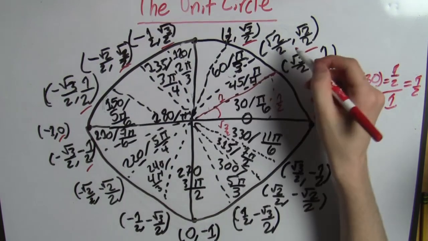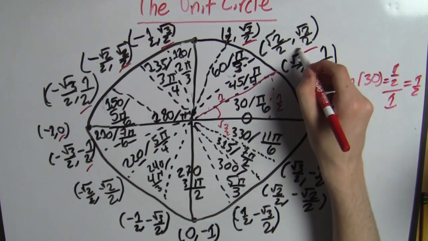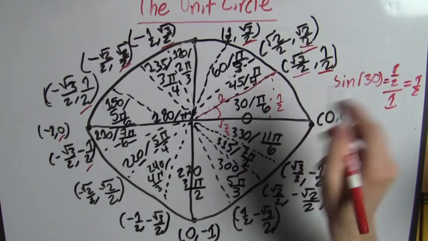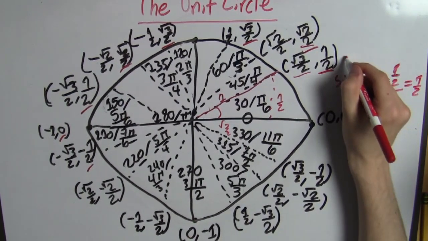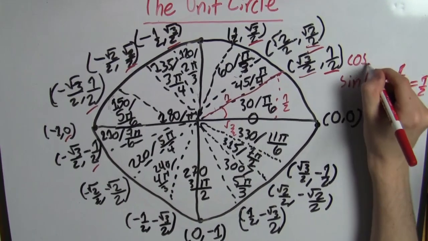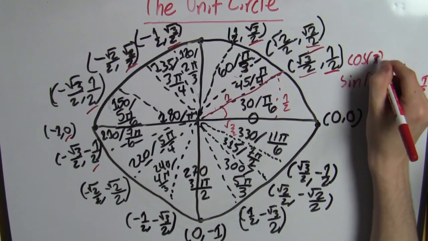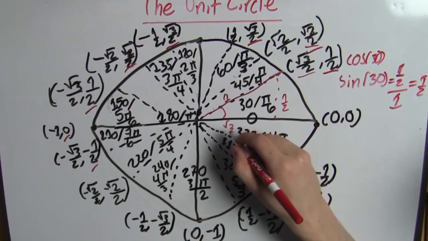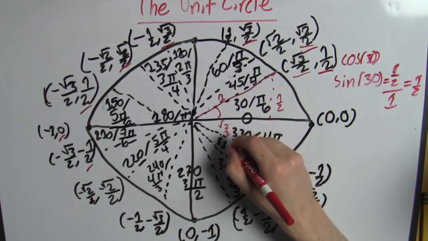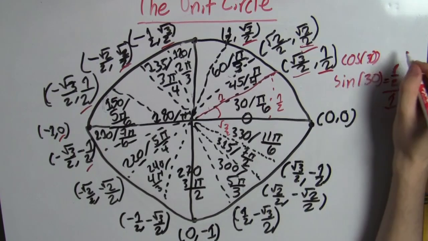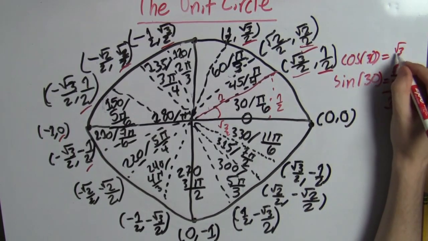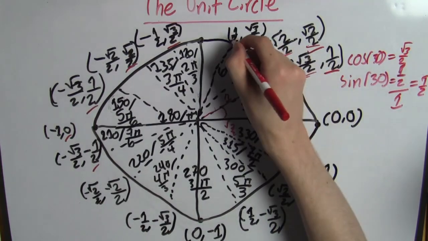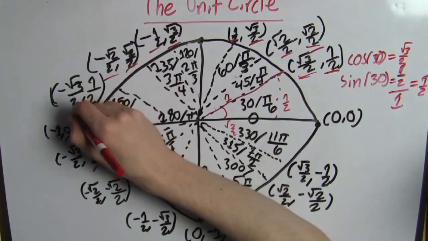So I can just look at this and say, okay, well, the sine of 45 degrees is √2/2. What about the x-coordinate? Well, if I take, let's say, the cosine of 30, that's the adjacent over the hypotenuse, or that's √3/2 over 1, or √3/2. So all the x-coordinates are the cosines of the angles.